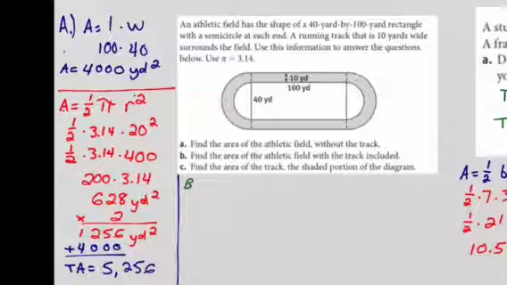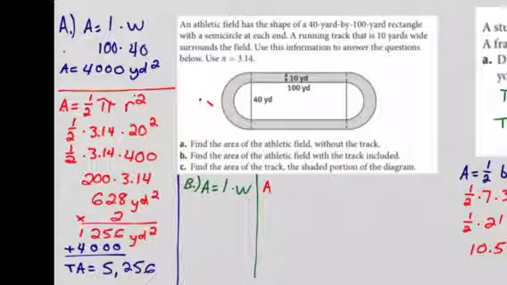All right, now let's move on to question B. Question B says find the area of the athletic field with the track included. So first things first, let's write down our formulas that we need. Area equals length times width, and area equals 1/2 pi r squared.